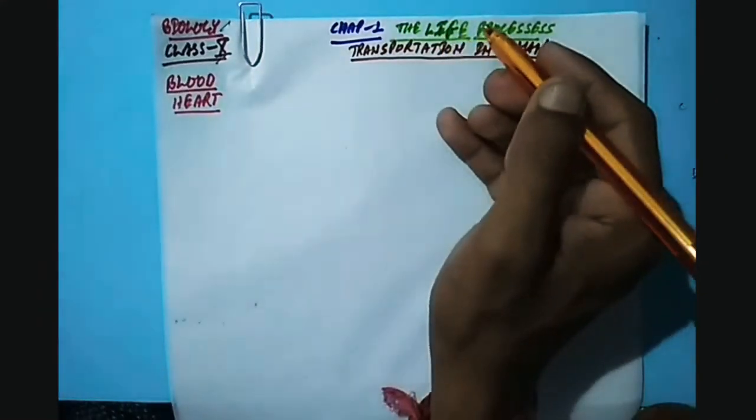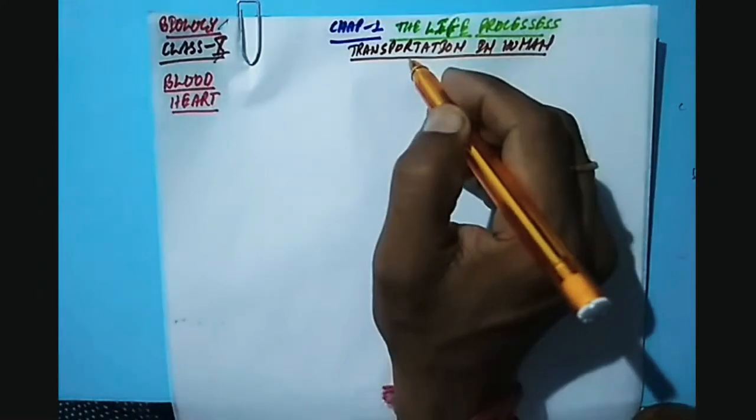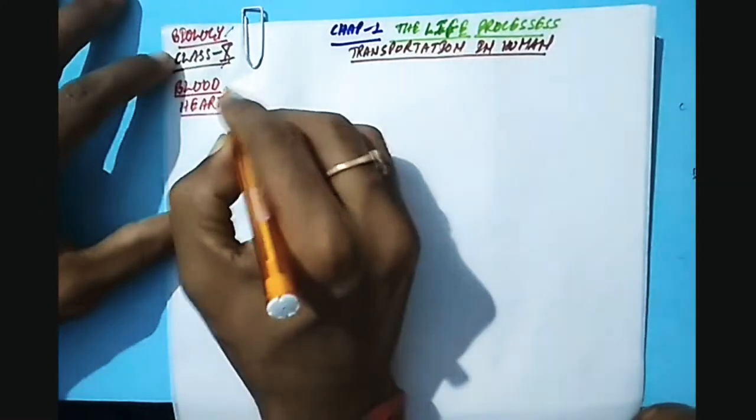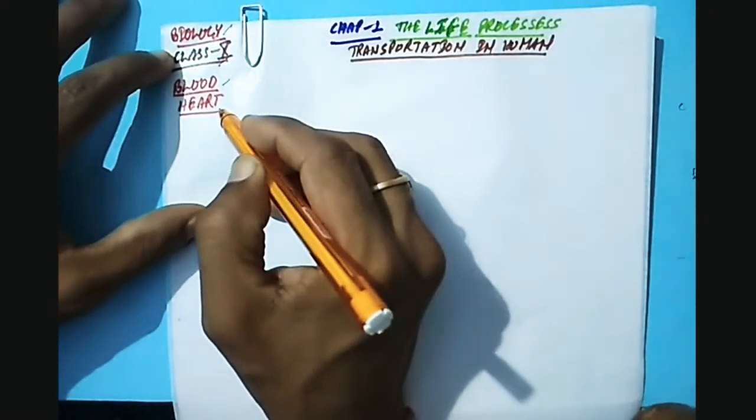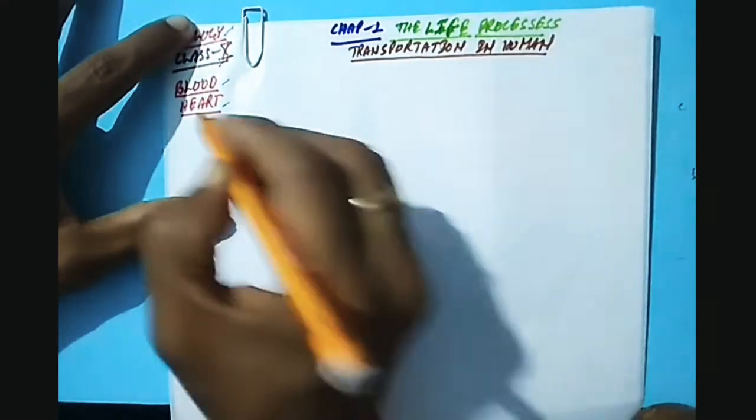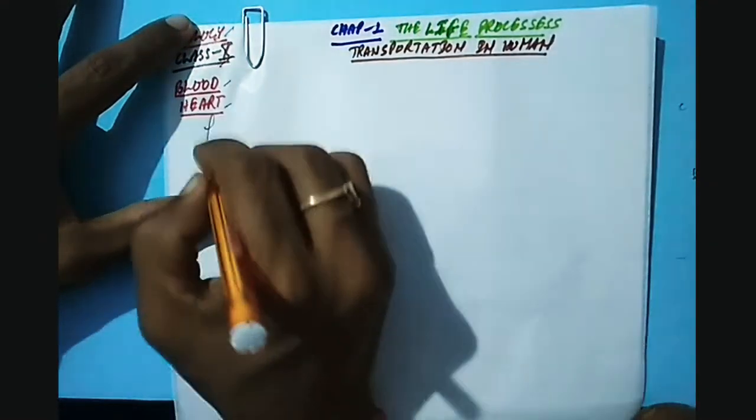In our previous video, we started the topic of transportation in humans and we discussed the topic blood. Now we start the second important topic of the human circulatory system, that is the heart. Start with its common features.